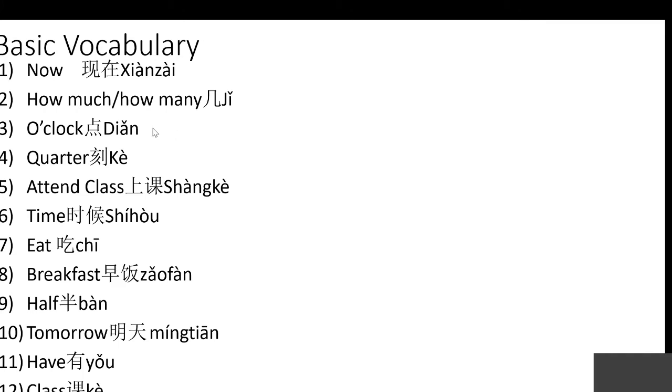So basic vocabularies. 现在 is now. 几 is how much, how many. 点 is o'clock. 刻 is quarter. 上课 is attend class. 时候 is time. 吃 is eat. 早饭 is breakfast, or you can say 早餐. Both are the same. 半 is half. 明天 is tomorrow. 有 is have. 课 is class. So later on I'm gonna teach you how to say time. We're gonna use this o'clock, quarter, and half.